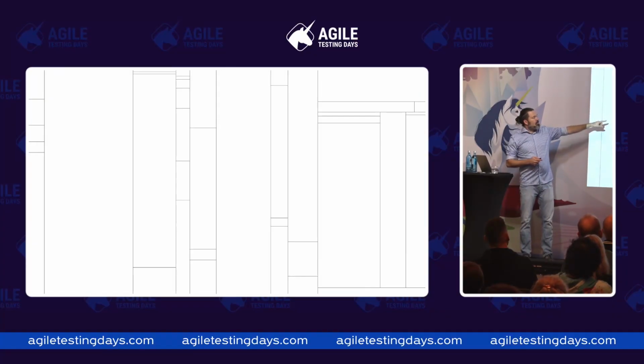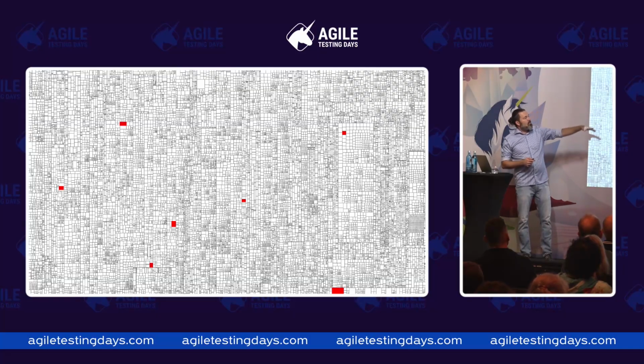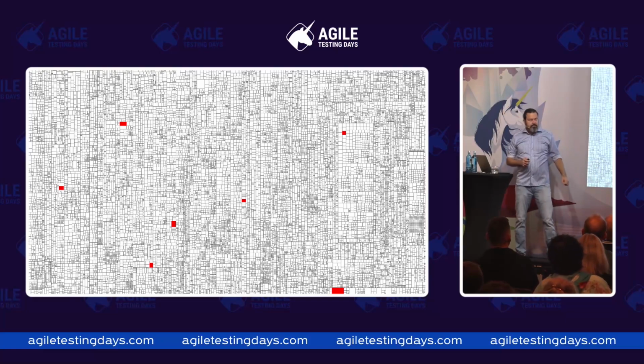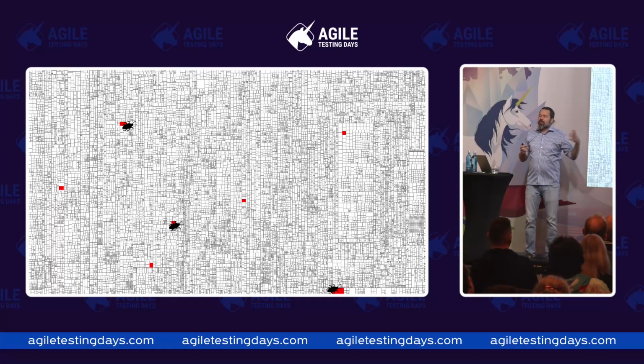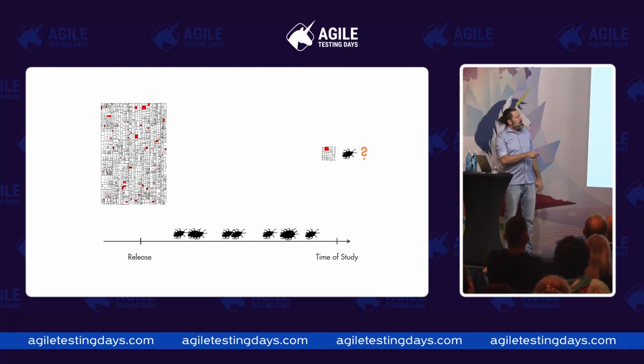So not component-level defect prediction, but instead method-level defect prediction, because our methods don't vary in size greatly. For that, we trained machine learning models on historic bug data to predict those bugs. Then we compared it against whether we really had bugs in production after the release. So this is the setup.